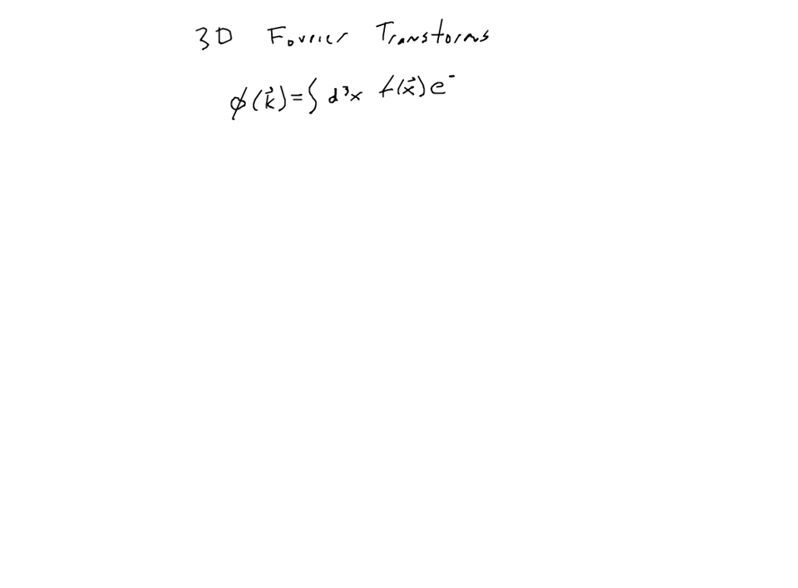So you have f of a position x, and then you have e to the minus i k dot x. And then for the inverse transform, you're integrating over a volume in k space. And so you have a factor of 2 pi cubed in the denominator, and you have phi of k e to the i k dot x.